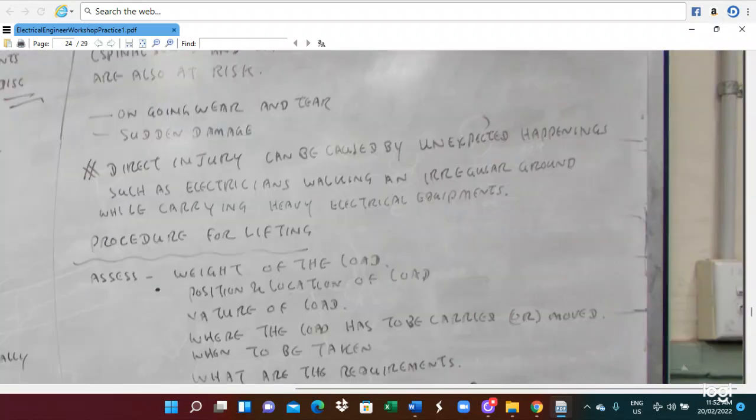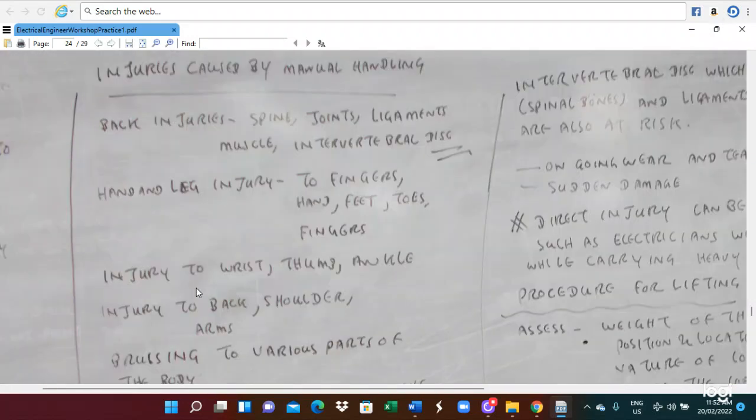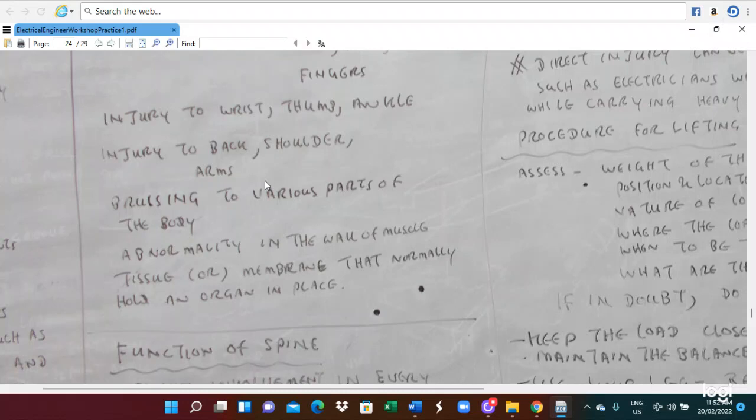So back injury can happen to the spine, joints, ligaments, muscles, and intervertebral discs. Hand and leg injury can affect the fingers, hands, and toes. Injury to the wrist, thigh, ankle, back, shoulder, and arm can happen. Bruising to various parts of the body and abnormalities in the wall of the muscle, tissue, and membrane that hold the organs in place can also cause injury.